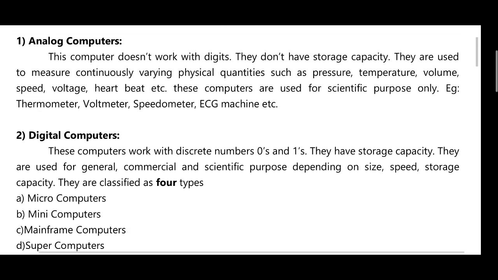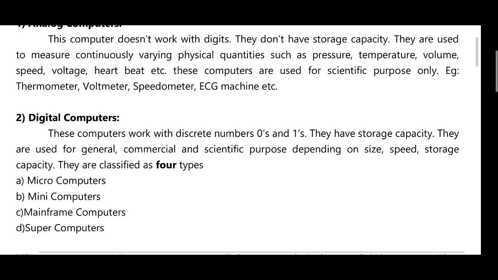The second one is digital computers. These computers work with discrete numbers, zeros and ones. They have storage capacity. They are used for general, commercial, and scientific purposes. Depending on the size, speed, storage, and capacity, they are classified into four.